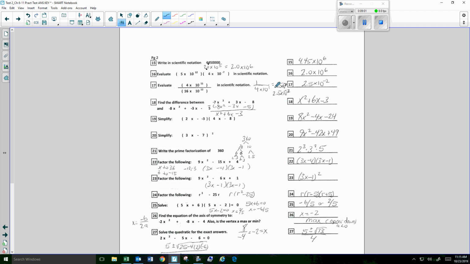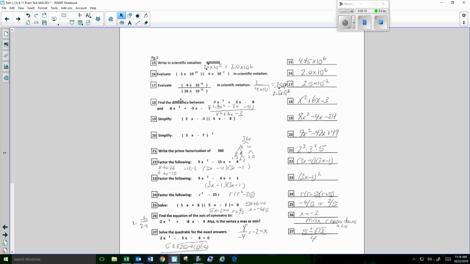Remember, I can't have 0.25. I have to move it one place over to 2.5. But remember, it's supposed to be over here, so I have to actually subtract 1 off. So negative 1 minus 1 is negative 2. So 2.5 times 10 to the negative 2.